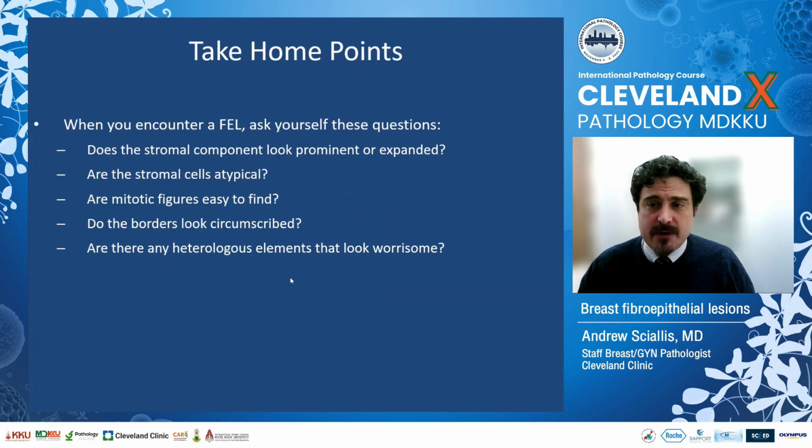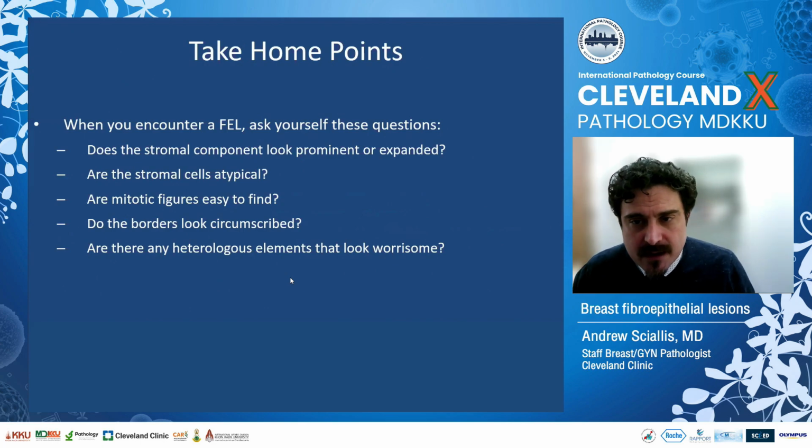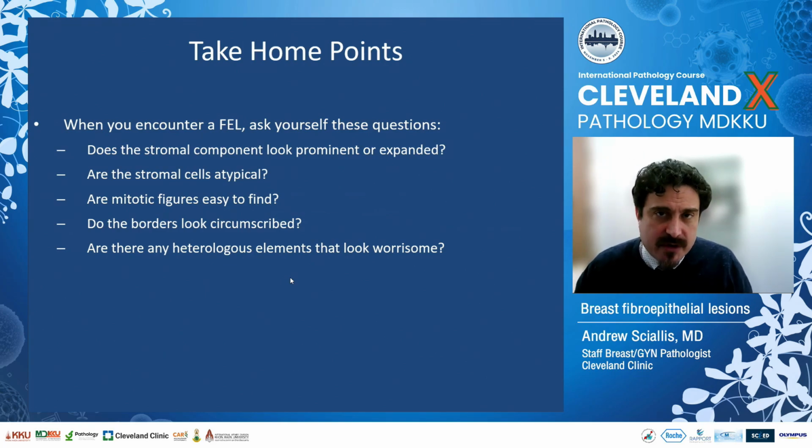So the take-home points when you encounter a fibroepithelial lesion: ask yourself, does the stromal component look prominent or expanded? Are the stromal cells atypical? How easy is it to find mitotic figures? Is there anything that looks like it's lost circumscription or might be even outright infiltrative? And are there any heterologous elements? These are the things that we think about every time we see a funny-looking fibroepithelial neoplasm.